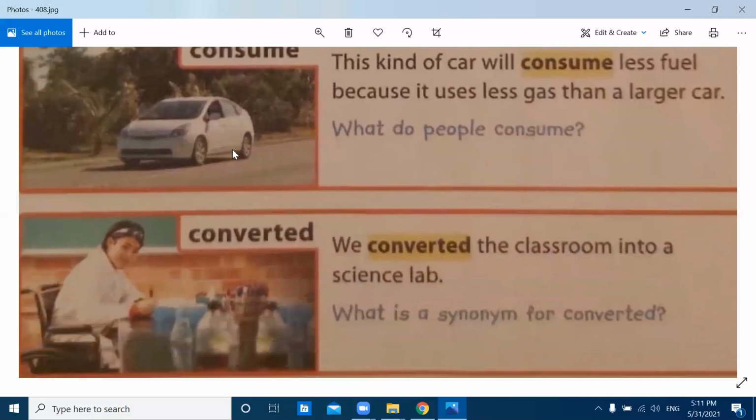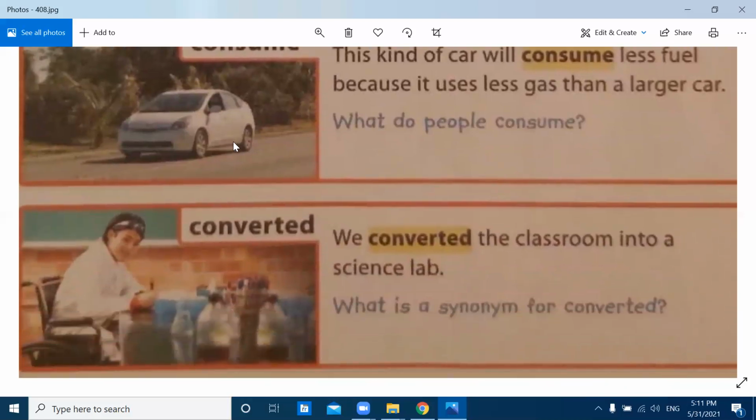All right, converted. When we convert something, we change it, okay? Like in our picture here, it says we converted the classroom into a science lab. So that means they need to use the classroom as a science lab, so they changed it so they could use it as a science lab. When you travel and you go outside of Egypt, you go to the money exchange and you convert your money. You take the Egyptian money and you change it for the money of the place that you are going to. This is called converting. Okay, you convert your money.